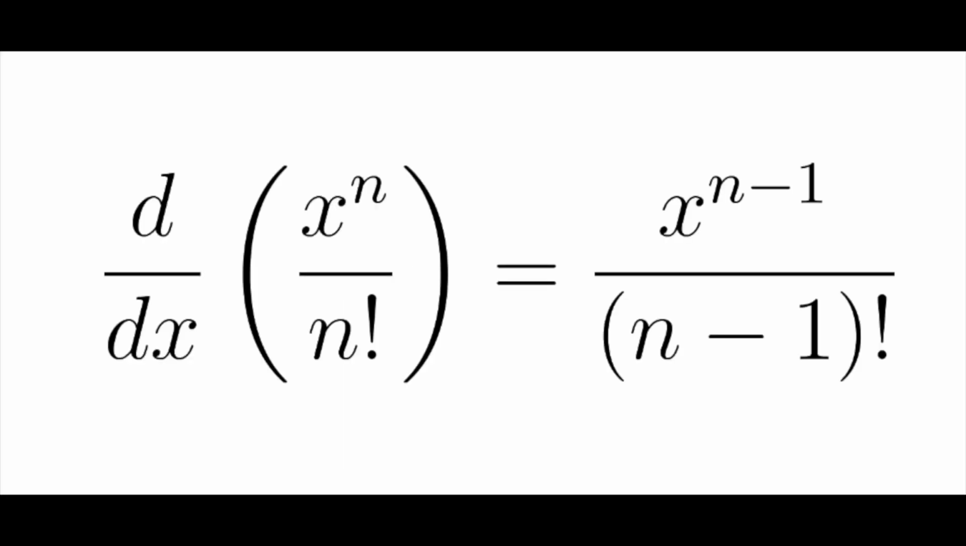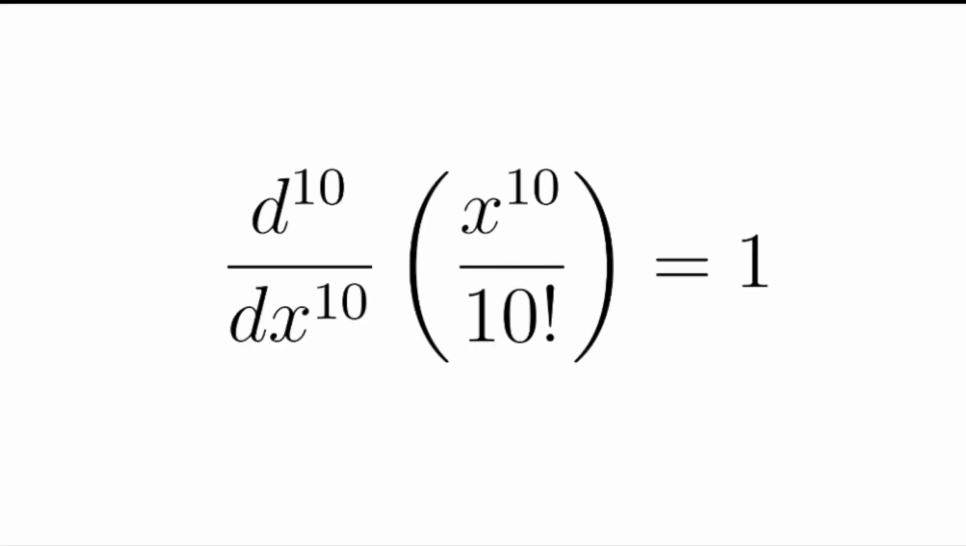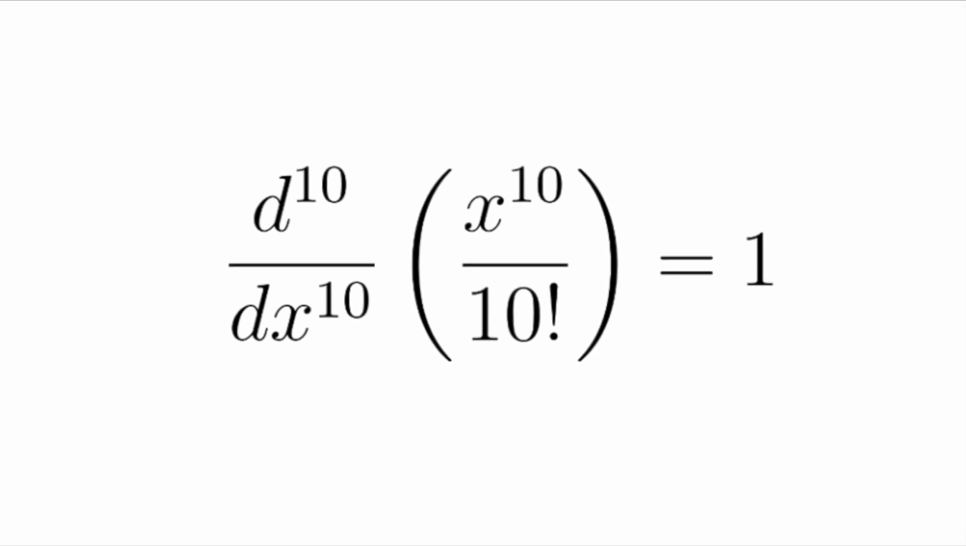The reason we're using this first function is because the derivative of x to the n over n factorial is x to the n minus 1 over n minus 1 factorial. Think about it with an example. If you have the function y equals x to the 6th over 6 factorial and you use the power rule and the constant multiple rule to take its derivative, you will get y equals 6x to the 5th over 6 factorial. Dividing the numerator and denominator by 6, we get y equals x to the 5th over 5 factorial. We're going through 10 derivatives, and the 10th derivative of x to the 10 over 10 factorial is 1.